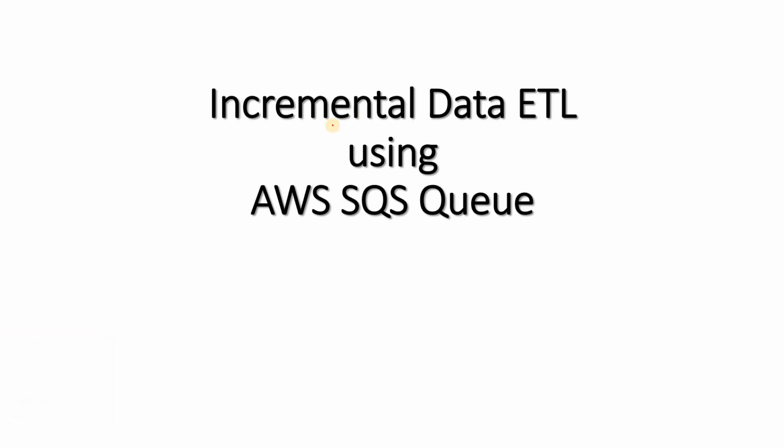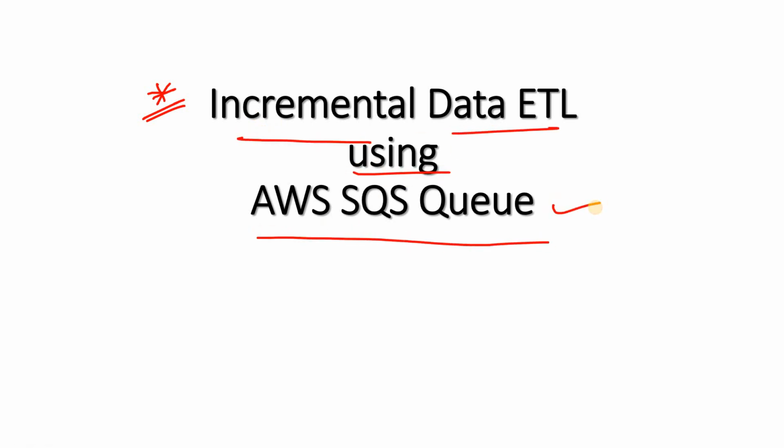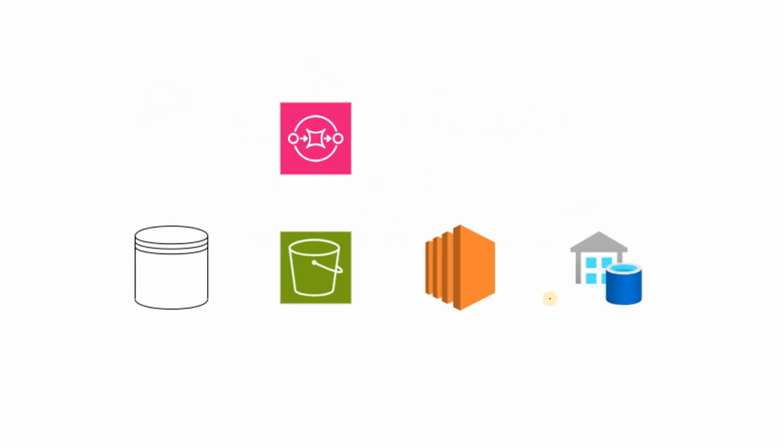So today in this particular video we are going to discuss a very important pattern with respect to the data engineering world, and that is incremental data ETL using Amazon SQS. This is a very popular pattern, especially for incremental load, and how that is performed. Let us try to understand that with this diagram.